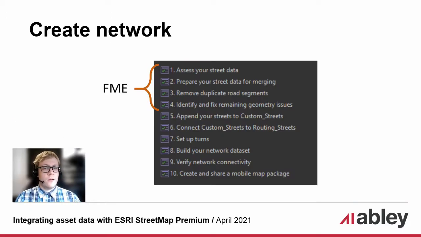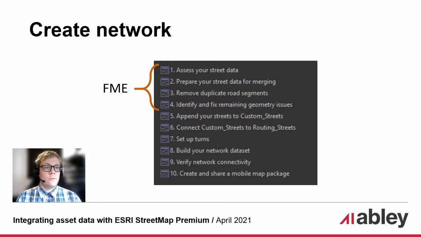Phase 3 involved creating and testing the routable network. The steps to do this are nicely laid out in the ArcGIS Pro Tasks that come with the StreetMap Premium Custom Roads version. Several of these tasks we had already implemented using FME prior, as this had given us a better understanding of the data and how it will merge with StreetMap Premium.